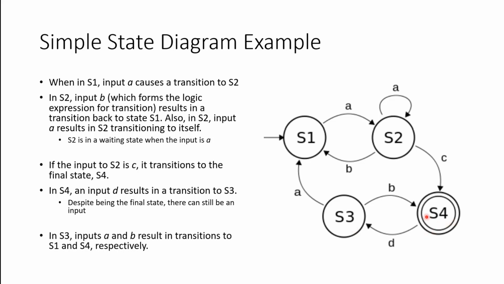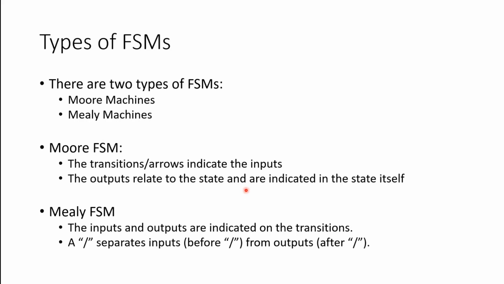Despite the fact that S4 is the final state, there can still be some input into that state. In S3, input A and B result in transitions to S1 and S4 respectively. We're going to see many more examples of this to clarify how those inputs work in relation to the states.